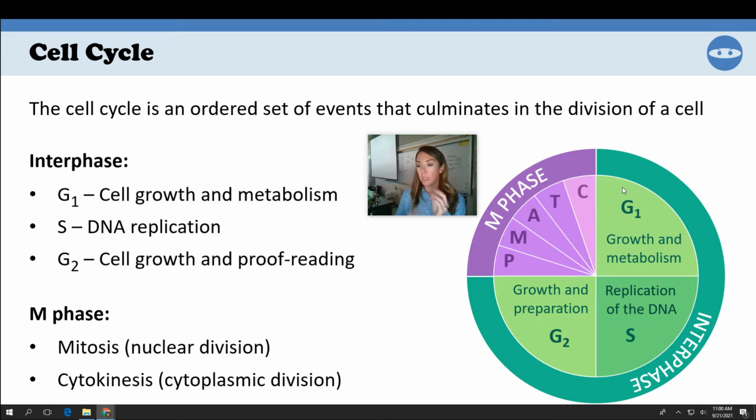Okay, so within interphase, which is our first phase, getting ready, you've got G1, S, and G2. G stands for growth. So I get growth, replicating, and then more growth. In G1, I've got growth and metabolism. The cell starts to get bigger, and the metabolism, those chemical reactions, starts to change, getting things ready for the S phase where DNA is going to replicate.